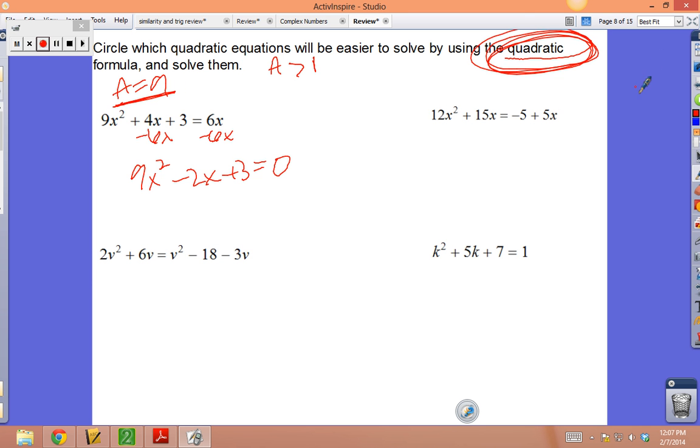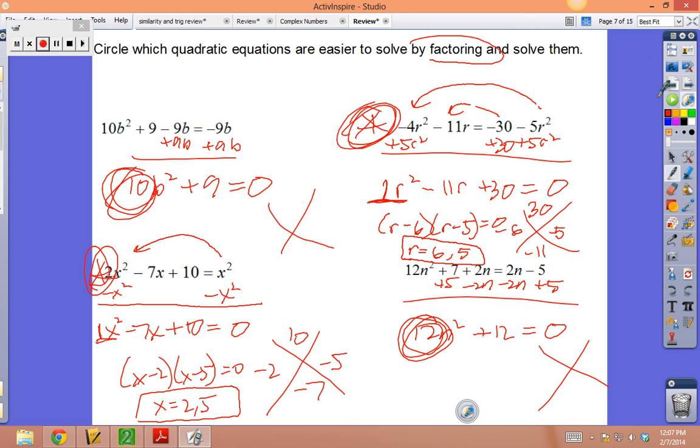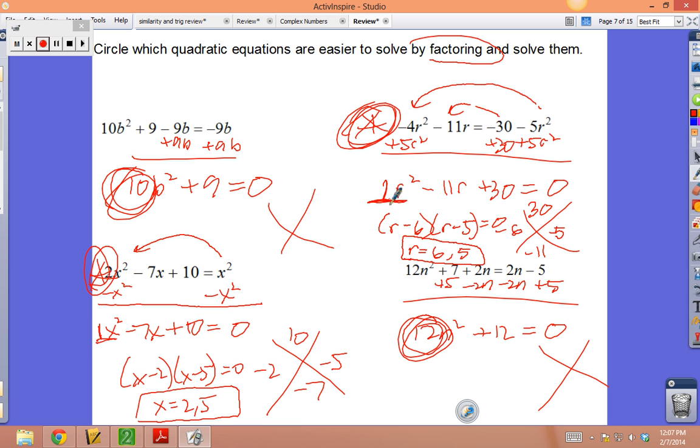Because look at these. The ones that we factored, your A was 1. So all you had to do is find two numbers that times give you 30 and add to give you 11. And on this one, your A is 1, so you don't even need to worry about the A, you're just looking at the B and C. What's going to times to give you 10, but add and give you 7?